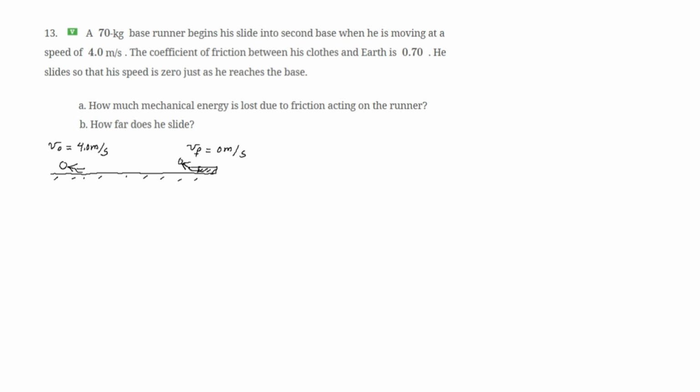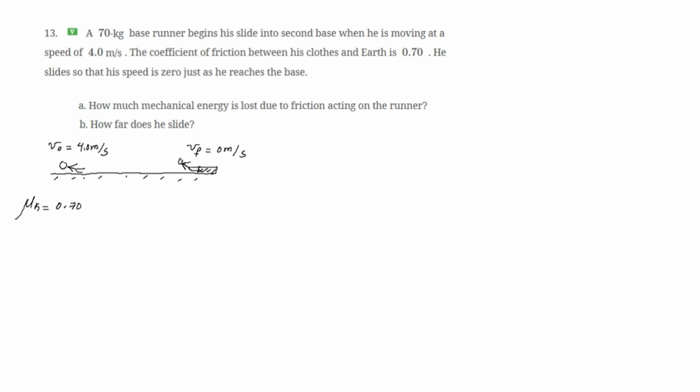We know that there is a coefficient of kinetic friction between the runner and the earth that is equal to 0.70. Remember, we have coefficient of kinetic friction and coefficient of static friction. This is a coefficient of kinetic friction because he's sliding, he's moving. And the first thing we have to do is to calculate how much mechanical energy is lost to the friction.